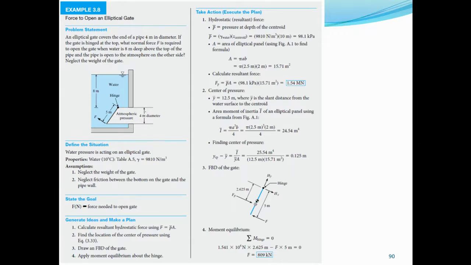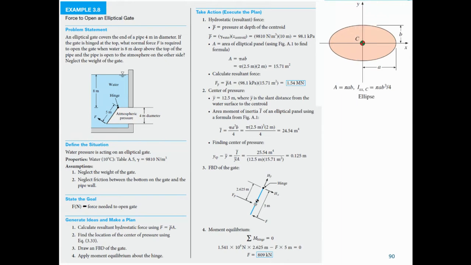So this is the pipe, which is under atmospheric pressure, and this is the gate, which is elliptical. This is an ellipse. It has major and minor axes. It's different from a circle because it is elongated. The area of an ellipse is pi a b, and the moment of inertia is pi a b cubed over 4. So you have this shape covering the pipe, and it is inclined. It has a hinge here.